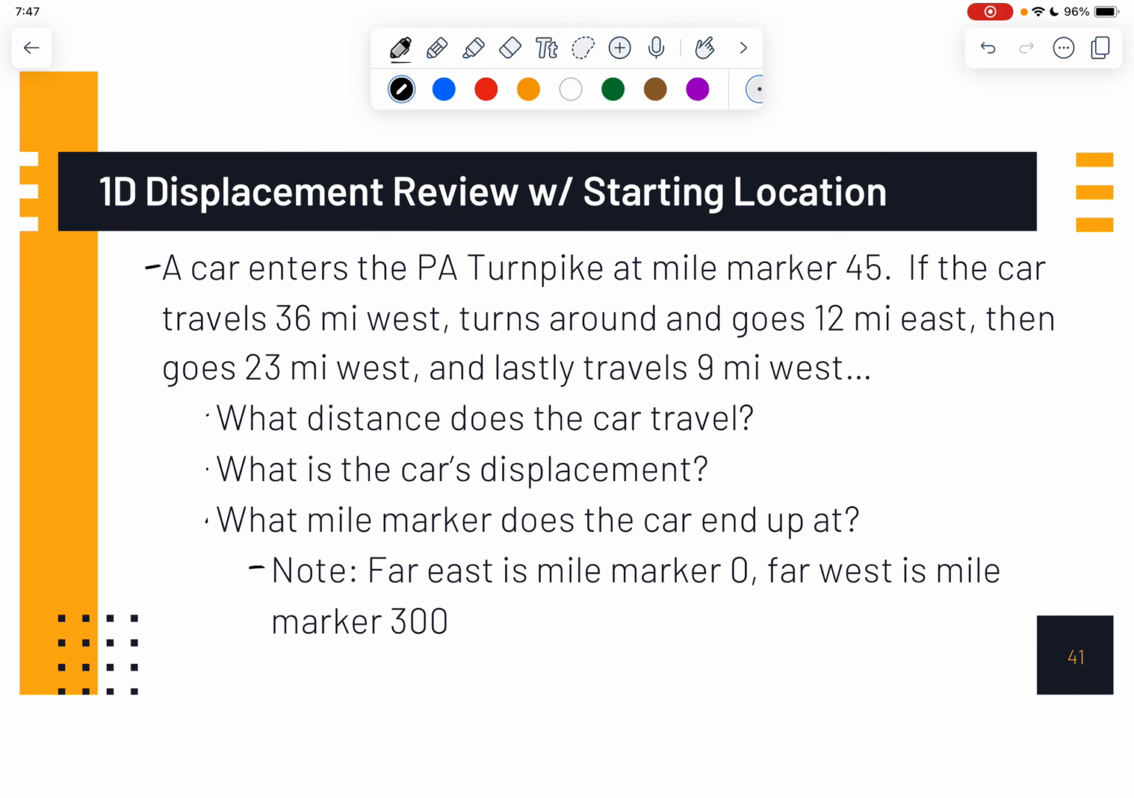Looking at our next example question, we have a car traveling along the Pennsylvania Turnpike. We have information about its starting location, and our job is to calculate the distance and the displacement. And now the last thing, part C, we want to know what mile marker the car ends up at.